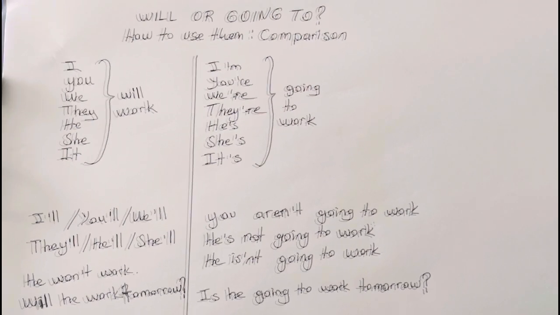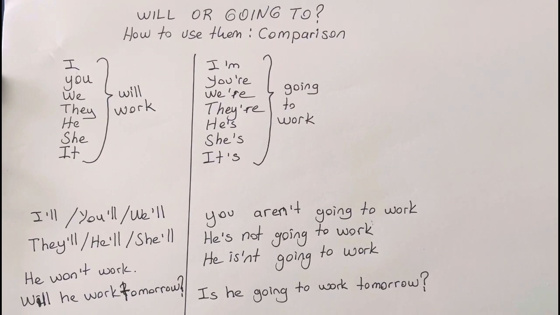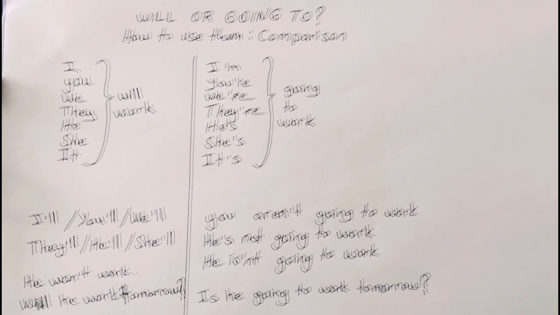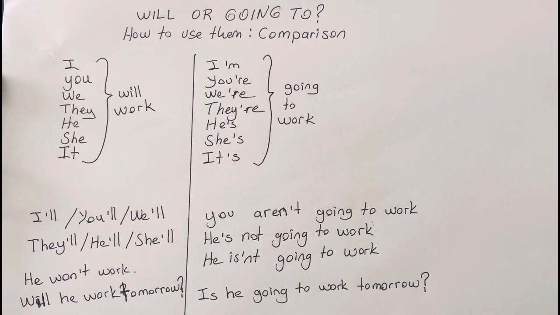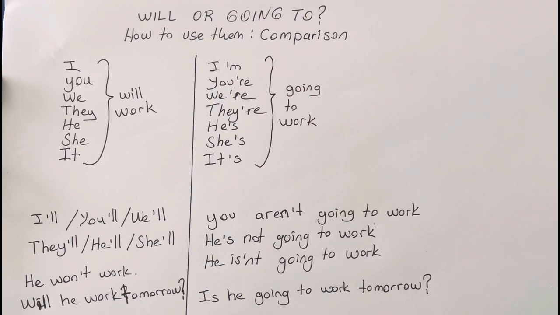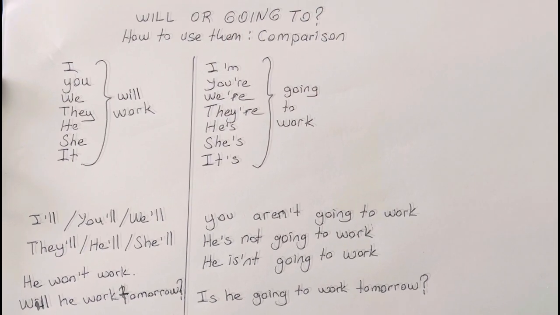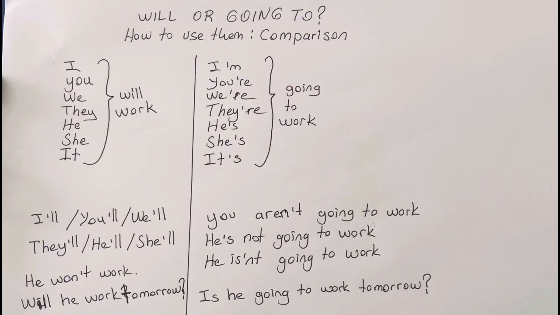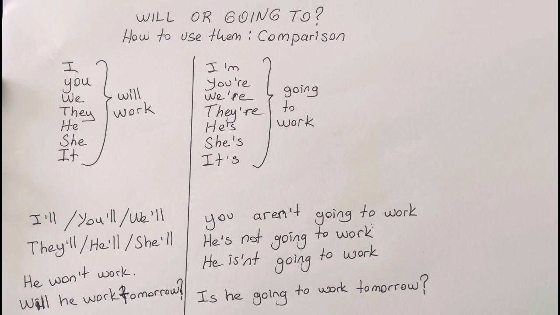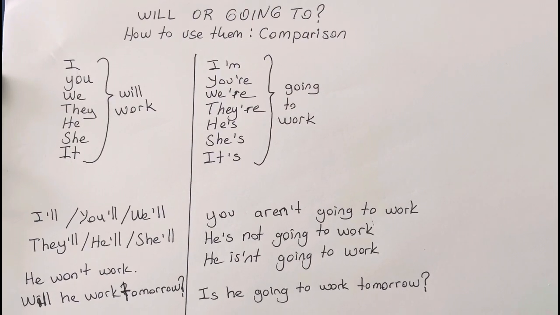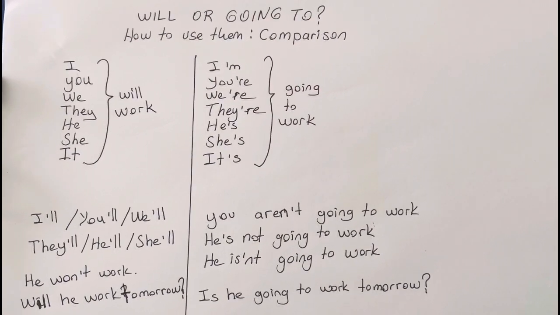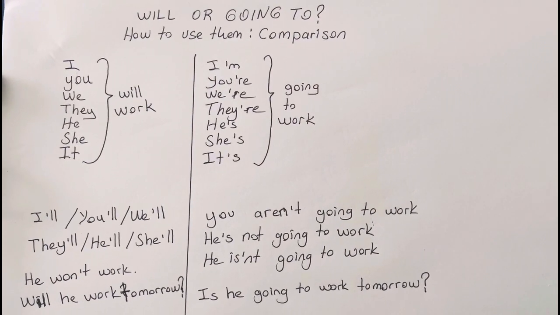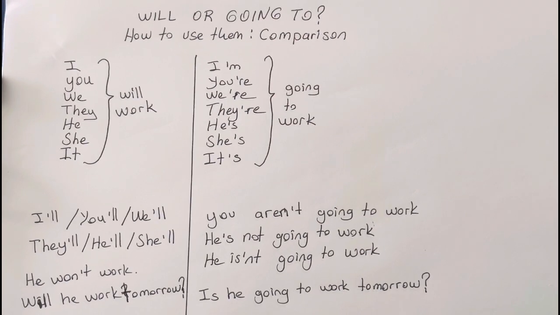Now, let's take a quick look at the structure of will and going to. So basically, here we are taking the subject, I, you, we, they, etc. We are taking the word will and then the base form of the verb. That's it. For example, I will work, you will work, we will work, they will work, he will work, she will work, it will work. That's when it is formal and you are using the full form.